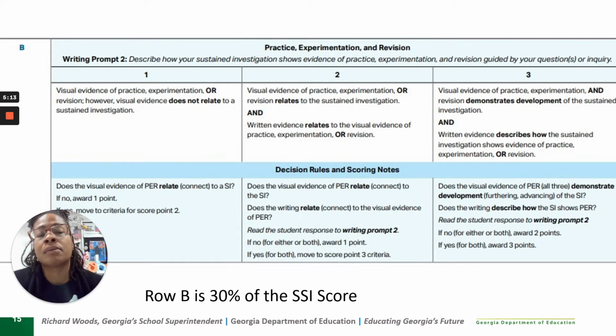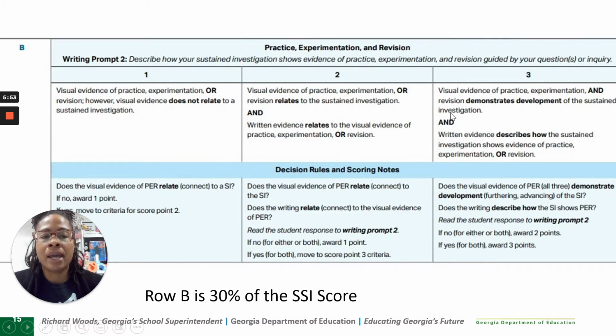they'll be considered to score a 3. So if you're looking at row 3 or column 3, visual evidence of practice, experimentation, and revision demonstrates development of the sustained investigation, and written evidence describes how the sustained investigation shows evidence of practice, experimentation, or revision. So if you're looking at the verbiage in score point 2 and 3, you have the and here, but you have the or here, right? So it has to be all of them in order to get the score point 3.